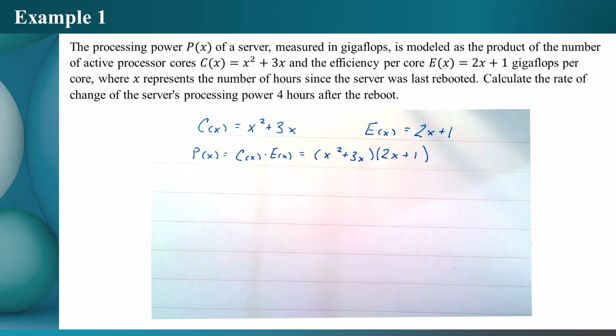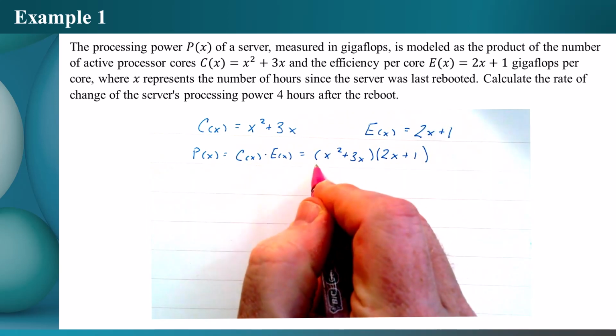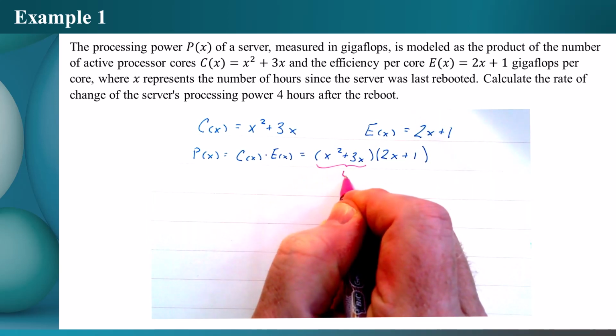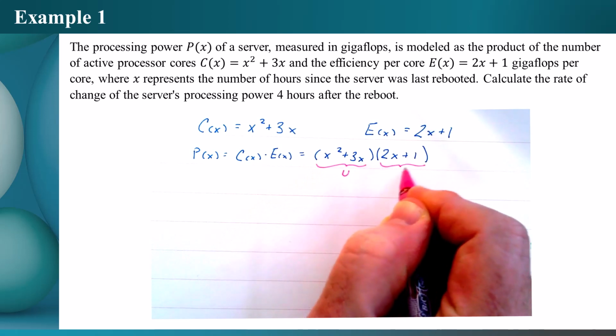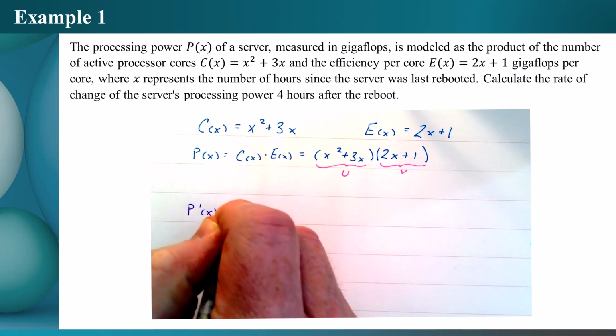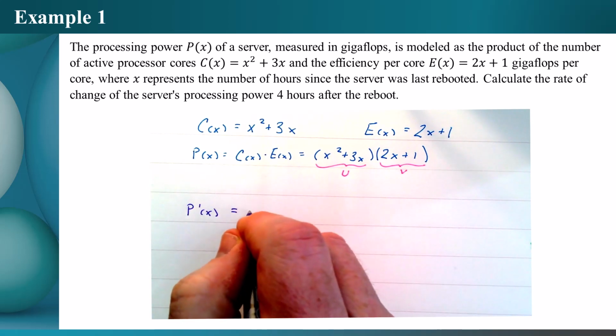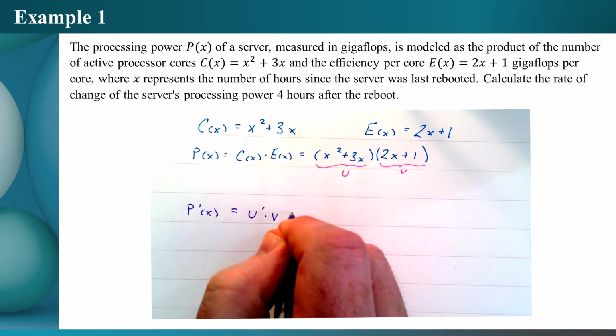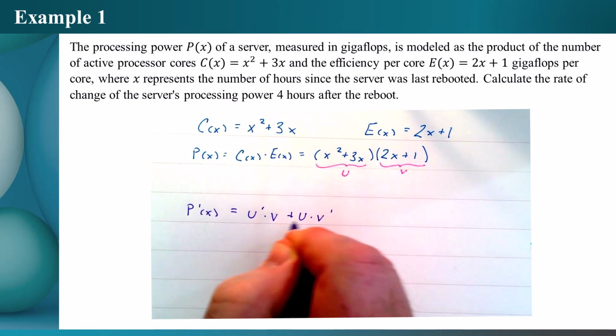Now, we could just multiply this out and we would end up with a polynomial, and from that polynomial we would be able to find the derivative using our standard rules that we've seen so far. But let's take a slightly different approach. How about if we call this first function here u, and this second one here v. And so we're finding the derivative of a product, u times v. Well, let's write down the product rule. That would be u prime times v plus u times v prime.